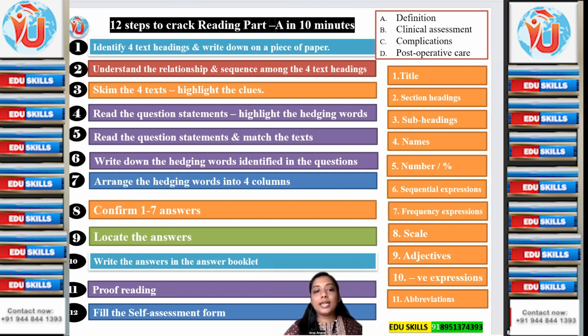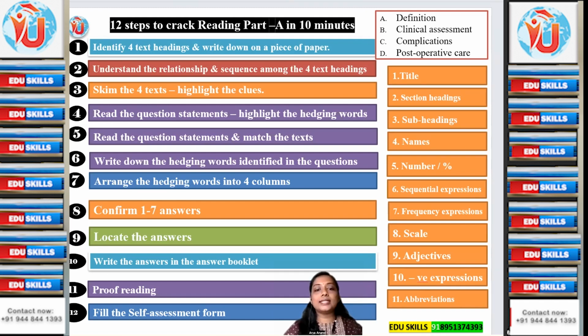Then confirm answers 1 to 7. After that, you have to move to the questions and confirm the answers 1 to 7. It will not take much time, hardly 1 to 2 minutes, if you know the sequence. Again, I am telling you, if you know the sequence, it will be very easy.